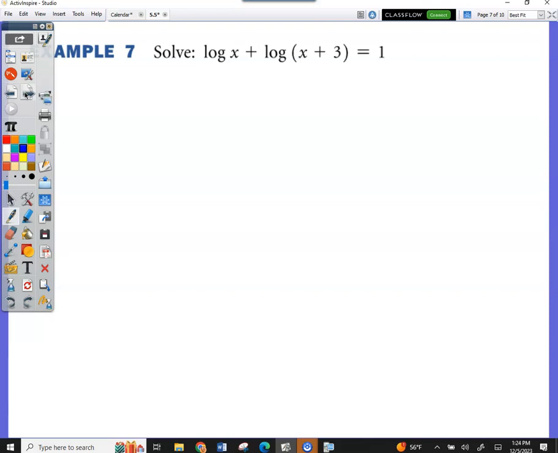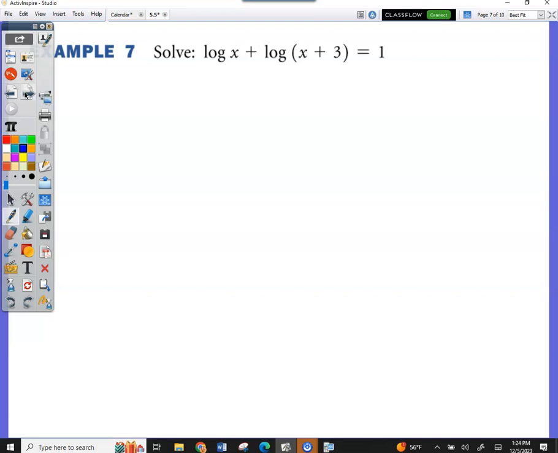All right, look at this one. Log x plus log of x plus 3 equals 1. Do you have a log on the right? No, you have just a 1. If we had a log on the right, then we could apply the rule from 5-4 and solve it. We don't have a log on the right. What do you notice about the two logs you do have?